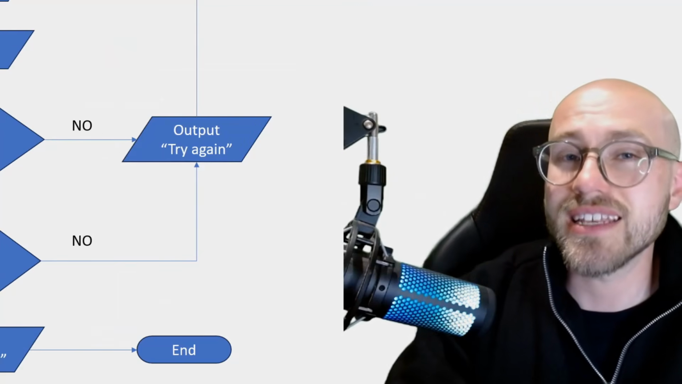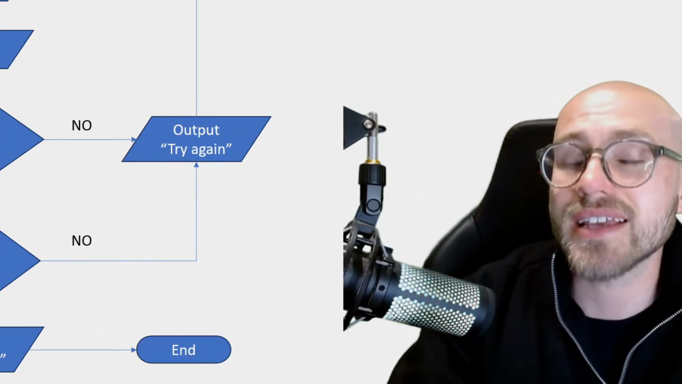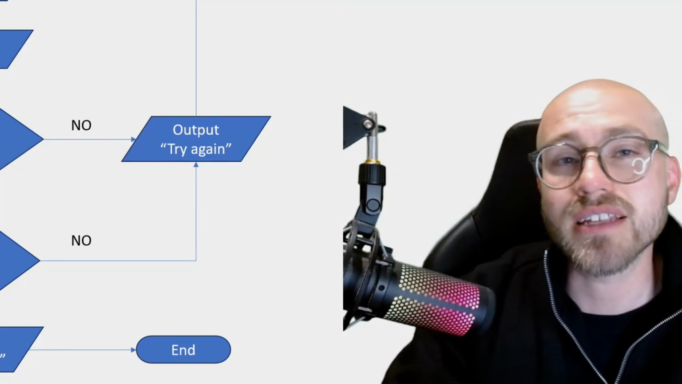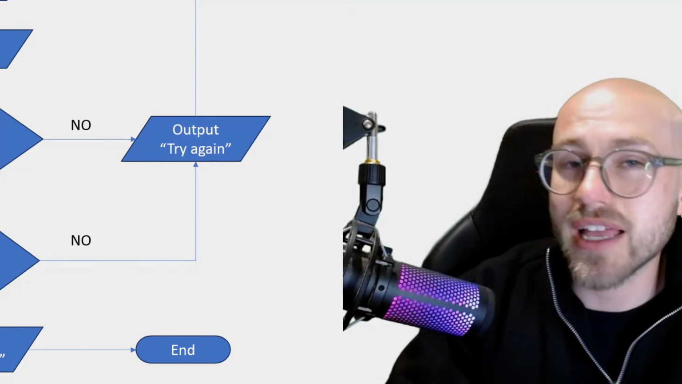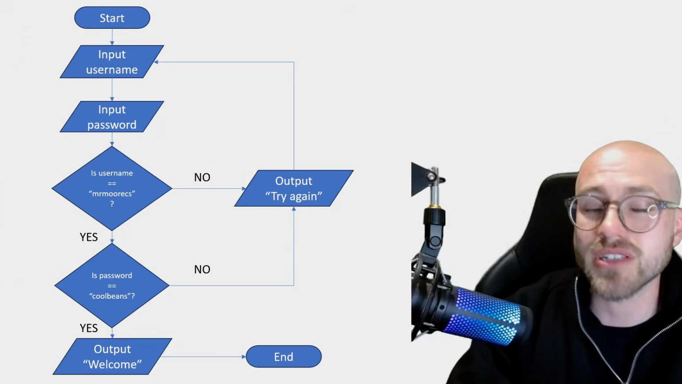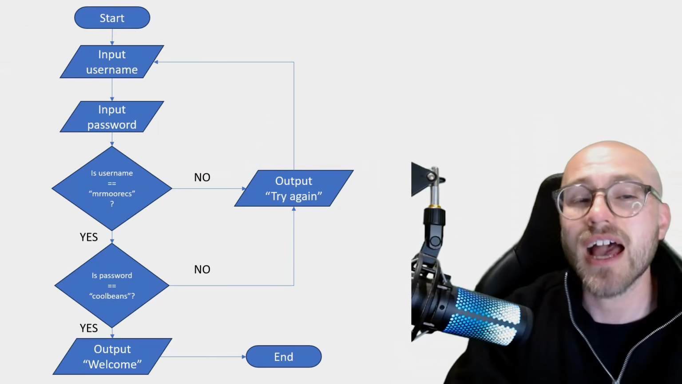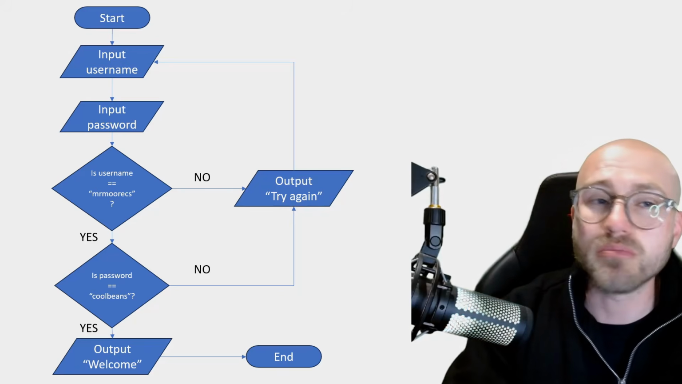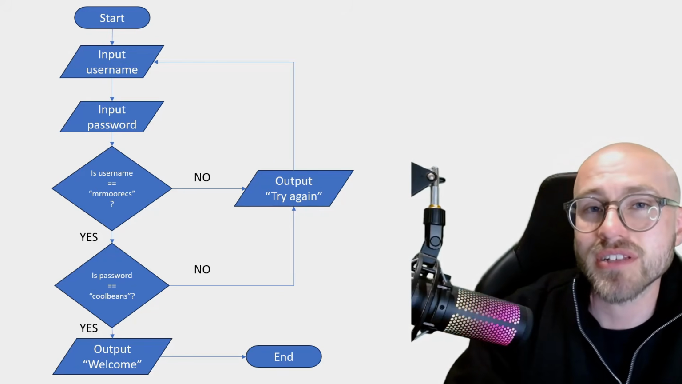So if the answer is yes, it will move on to the next decision symbol. But if the answer is no, it's going to display a message, which is our output, and it's going to say to them, try again. And following our arrows, it's going to loop back to allow them to type in the username again.